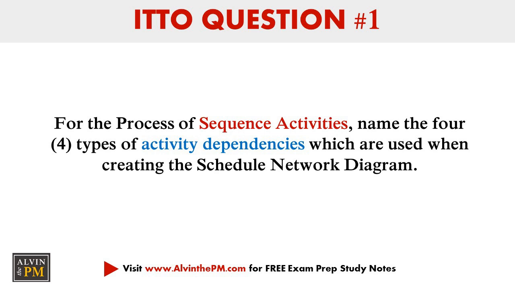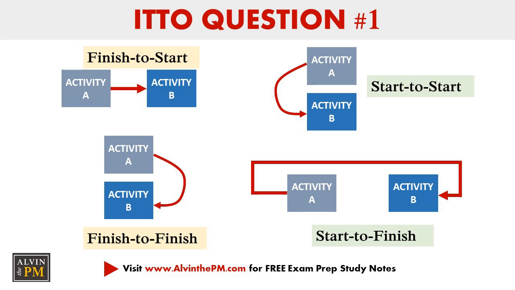Question 1. For the process of sequence activities, name the 4 types of activity dependencies which are used when creating the schedule network diagram. I'll give you a couple seconds before I reveal the correct answer, so make sure you pause the video. The correct answer is finish to start, start to start, finish to finish, and start to finish.